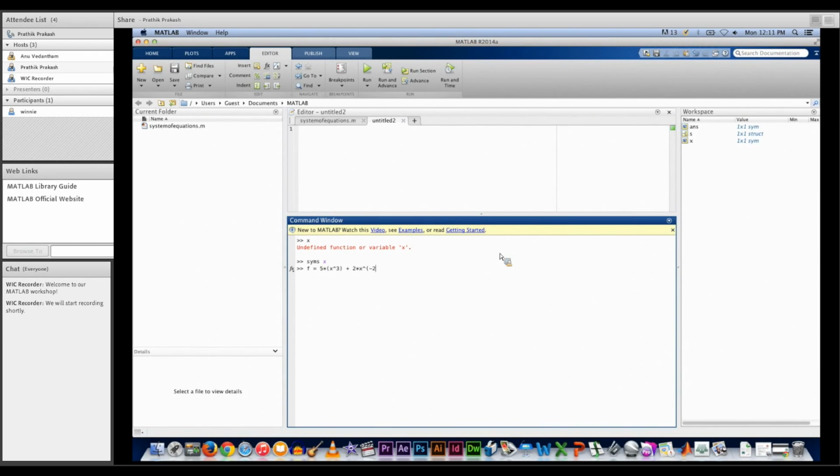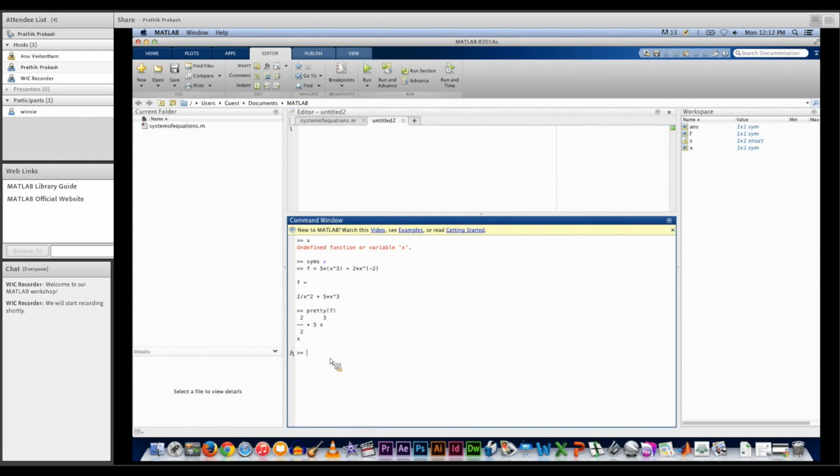So what this means is that 5 is multiplied by x cubed plus 2 is multiplied by x raised to minus 2, that is nothing but 2 divided by x square. If you want to see a better way of representing that, MATLAB has a command known as pretty. If we type pretty of f, we get this particular thing. So it says 2 divided by x square plus 5 of x cubed.